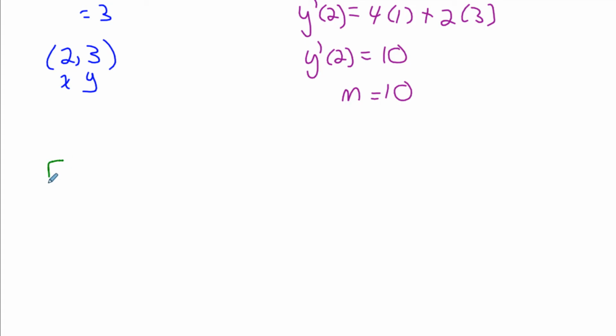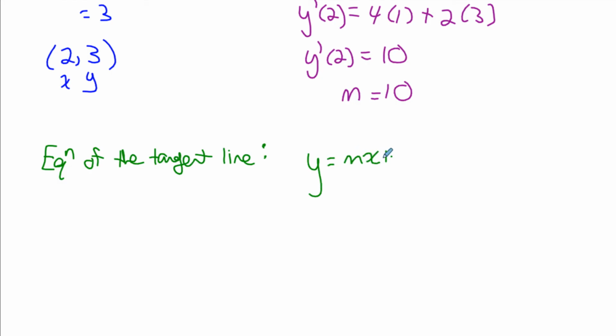So our third step is to find the equation of the tangent line at an x value of 2. The equation of any line is y equals mx plus b. We have x, y, and m, but we don't have b, so let's solve for it. Let's sub in what we know. Y is 3, m is 10, x is 2.